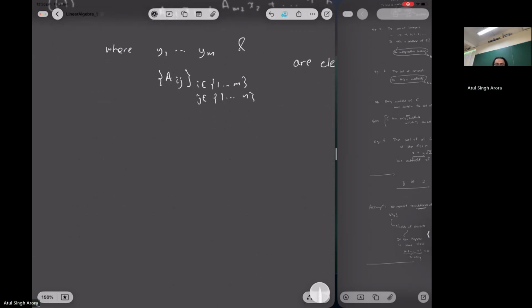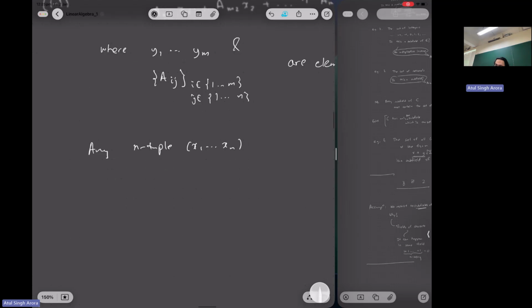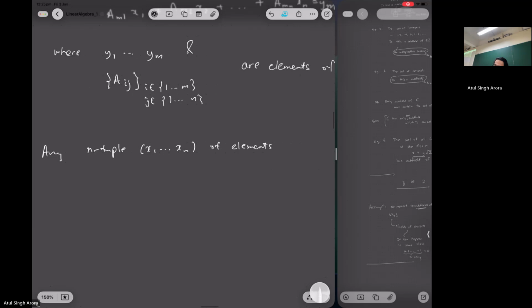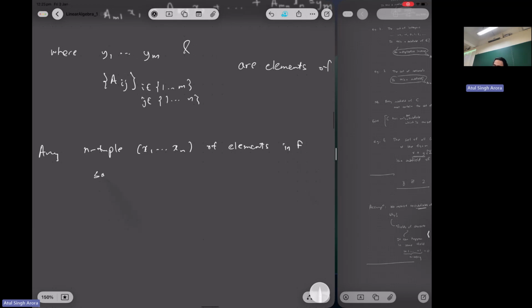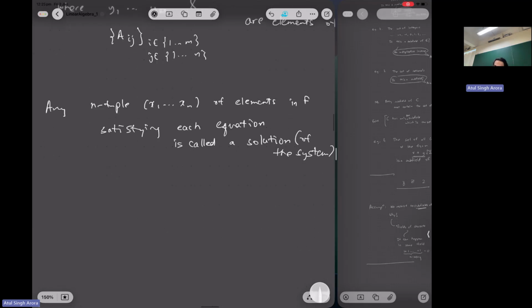Now we're going to add a few more things. Any n-tuple x1 to xn of elements in F satisfying each equation is called a solution of the system. Sometimes we'll omit writing of the system, but that's what it is. It's fairly reasonable, just nomenclature.